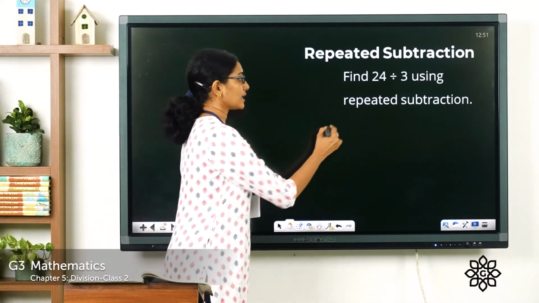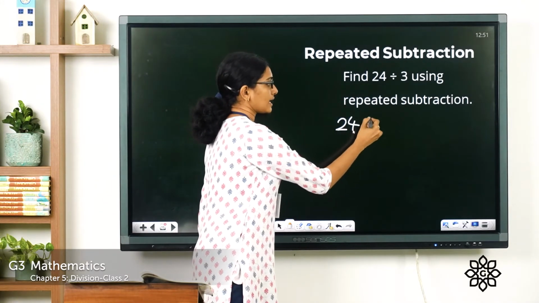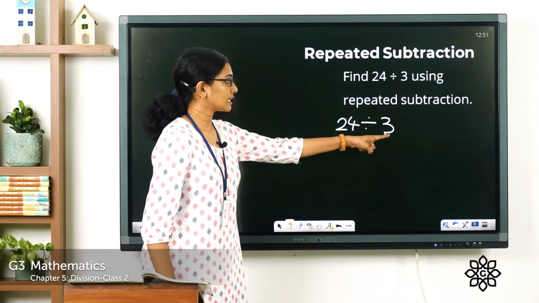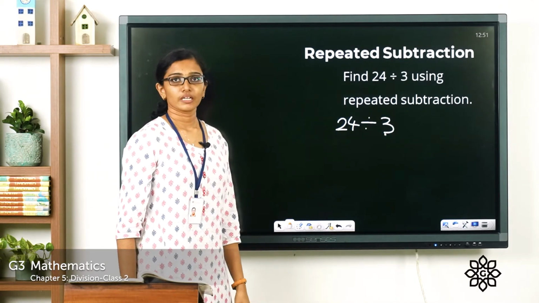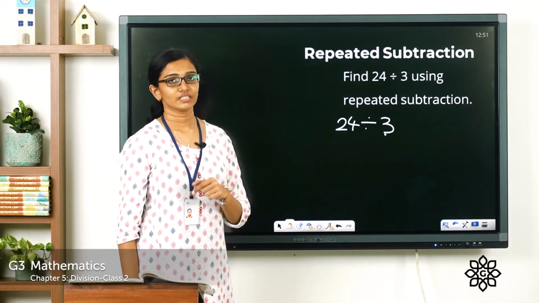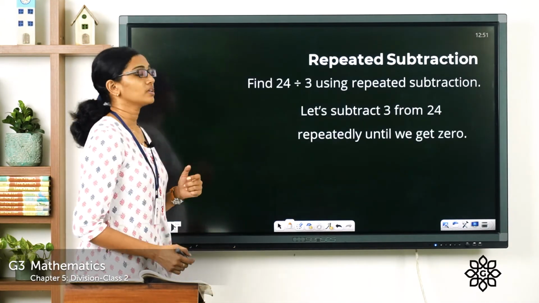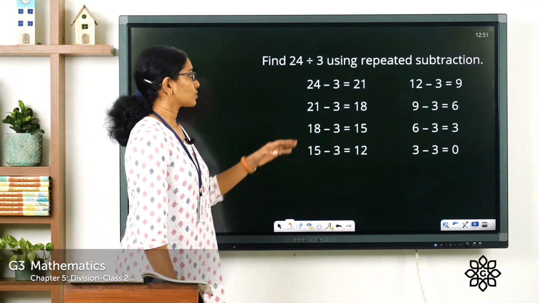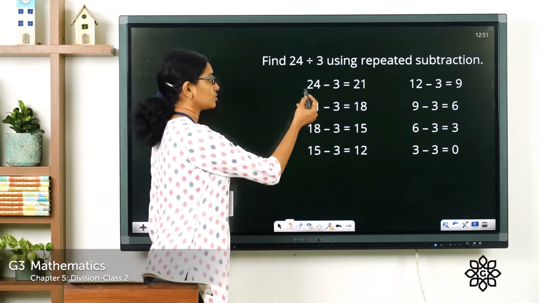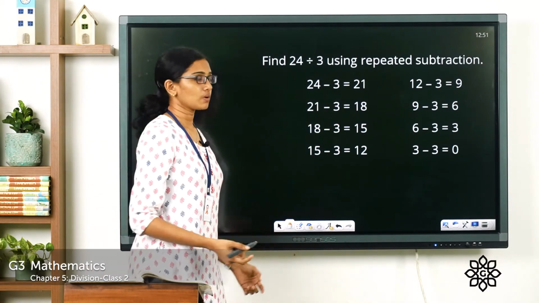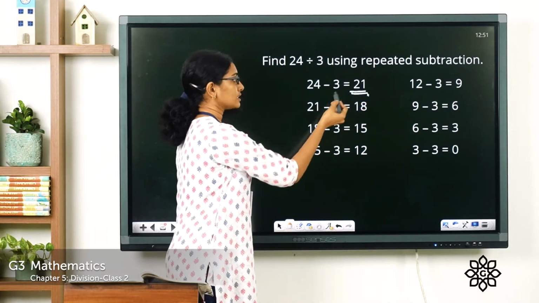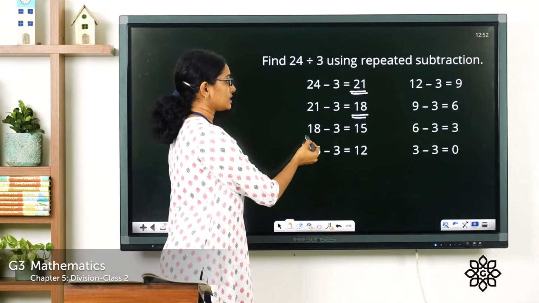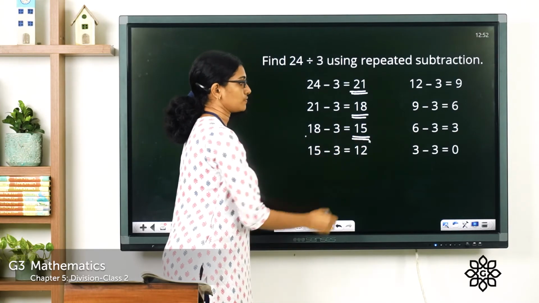So what is the dividend here? The dividend is 24 and the divisor is 3. So we have to subtract this 3 repeatedly from this 24 until we get 0, right? So let's subtract 3 from 24 repeatedly until we get 0. So the first subtraction, 24 minus 3, it is equal to 21. Then this 21 minus 3, it's equal to 18.